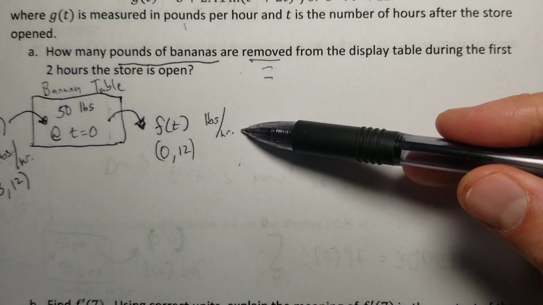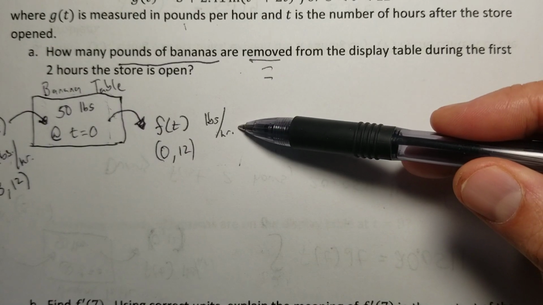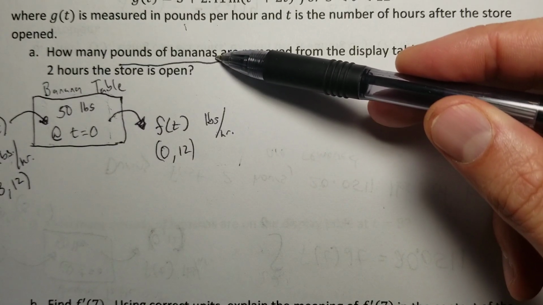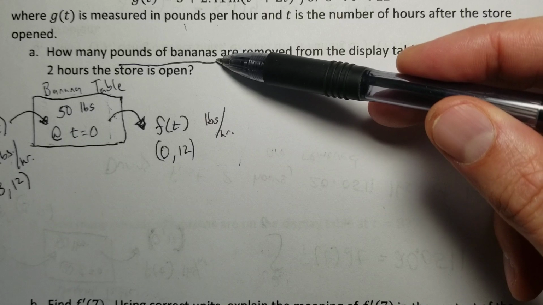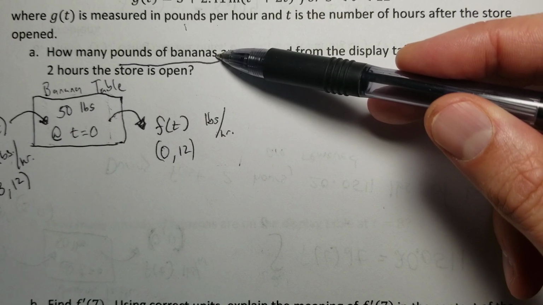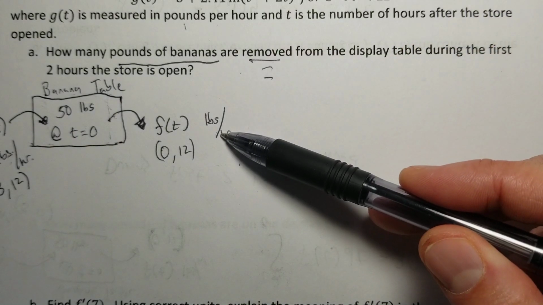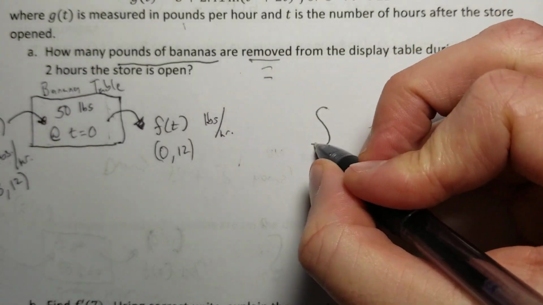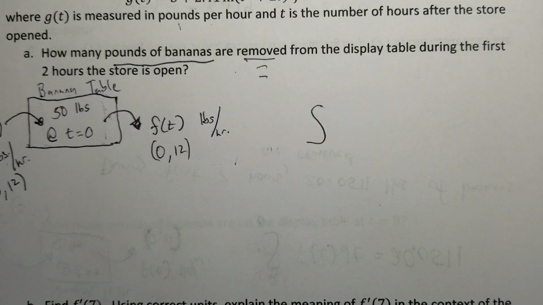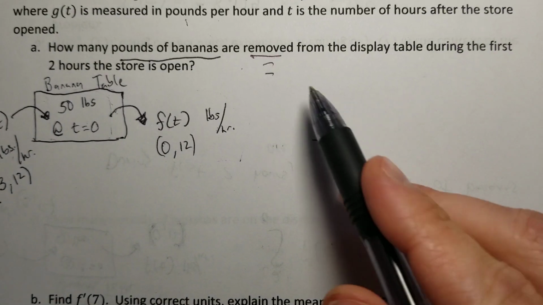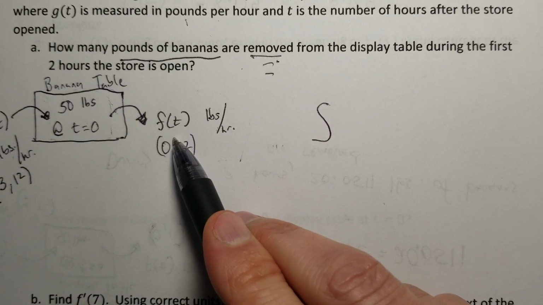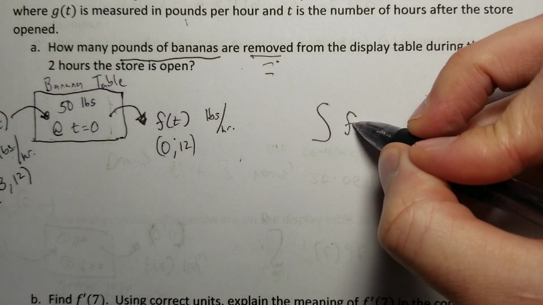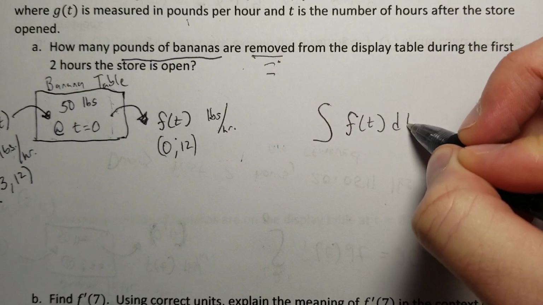I want to go from a rate, a first derivative level, to pounds, an original function level, right? It's not a rate of change at all. So how do I get from a rate to an original function? Well, I'm going to do an integral. Now, because we're only removing bananas, I'm going to integrate f of t dt.